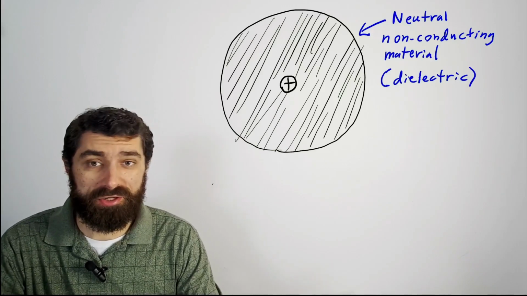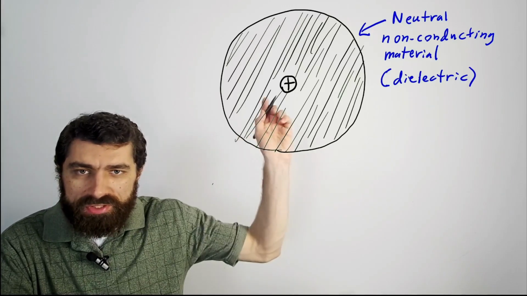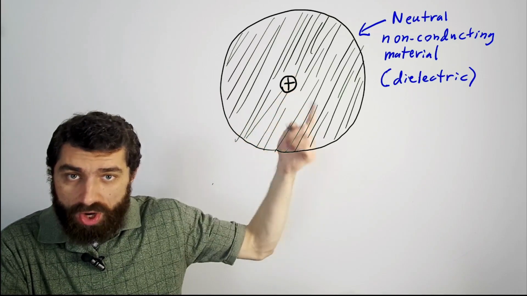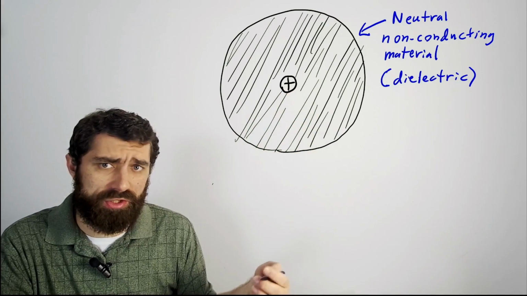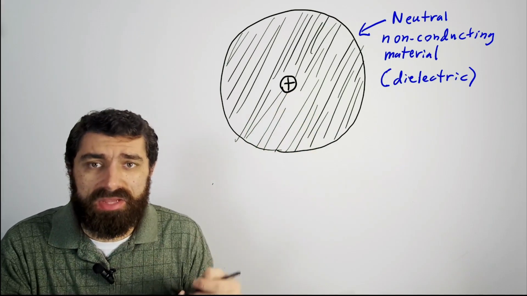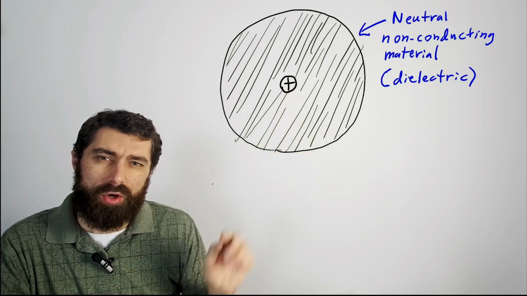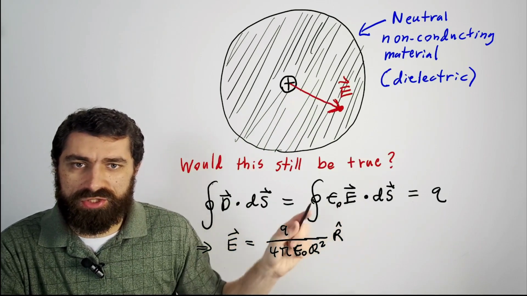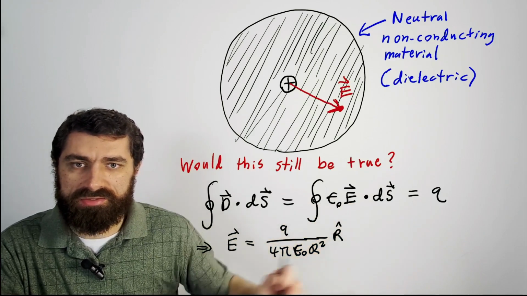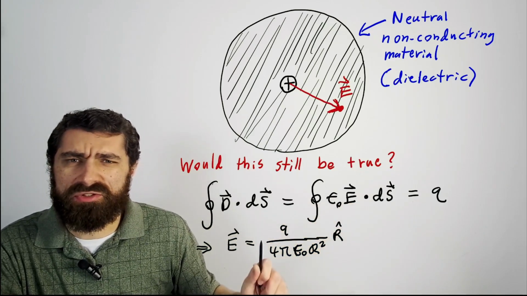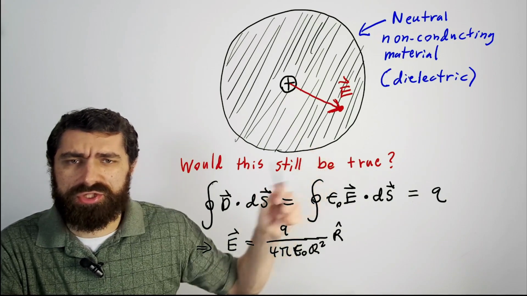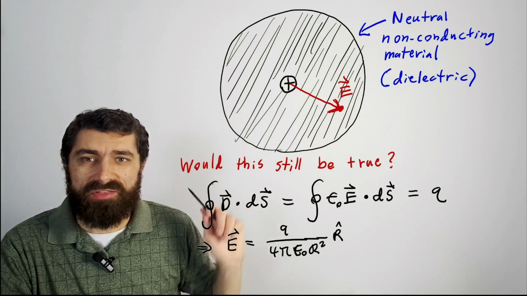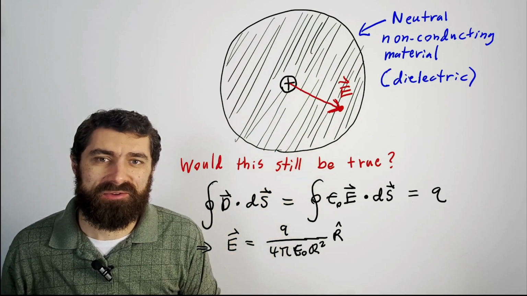Now I want you to consider what would happen if we took this point charge and stuck it into some kind of non-conducting insulating material. We call it a dielectric. Would this formula still be true? Could we just use epsilon 0 and find the electric field? Would the electric field remain unchanged in the presence of some non-conducting material? That's the question I want us to think about.